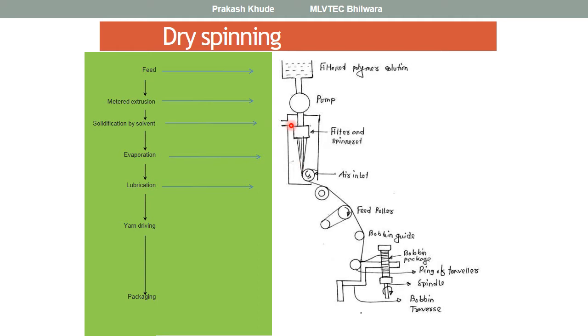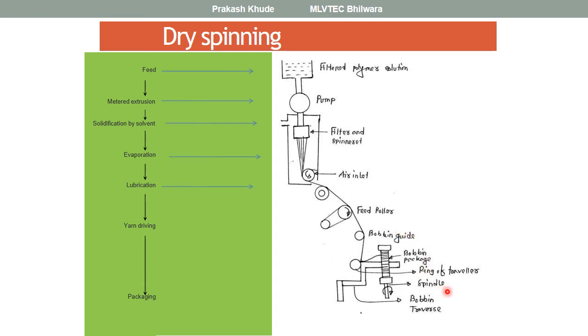Unlike melt spinning systems, where the solidification of the polymer takes place with cooled air, in the dry spinning system it is done by hot air, and with the help of this hot air the evaporation of the solvent takes place, and after that the lubrication takes place. So this is the feeding tank, this is the metering extruder, then solidification is done by means of hot air, then evaporation and lubrication take place, and then it is carried for winding operations.